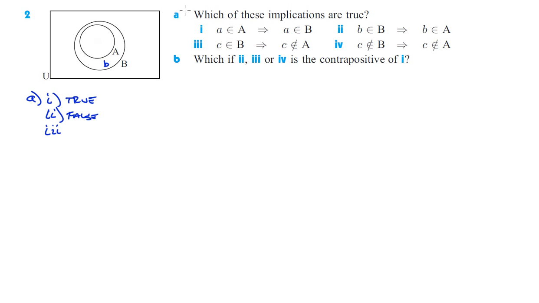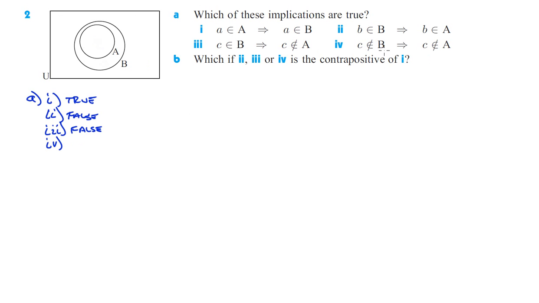Third one here, it says if C is an element of B, so let's put C out here, again, element of B, then does that imply that C is not an element of A? Now in here, this shows that C is not an element of A, so if we instead were to take C and put it in here, because here's where C is indeed inside of B, but it also is inside of A. So then part 3, we've shown a case where that does not hold true, so that would be false.